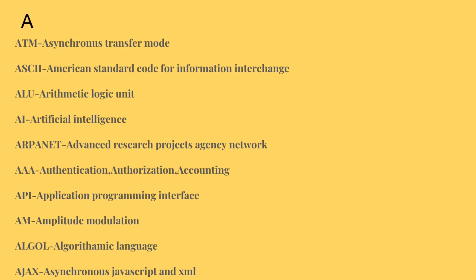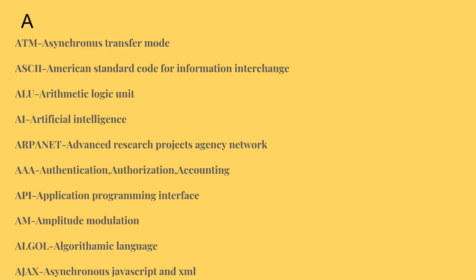ALU, Arithmetic Logic Unit. ALU is a combinational digital electronic circuit. It performs arithmetic and bitwise operations on integer binary numbers. AI, Artificial Intelligence. AI is also called Machine Intelligence. ARPANET. ARPANET was the first wide area packet switching network with a distributed control and one of the first networks to implement the TCP/IP protocol suite.